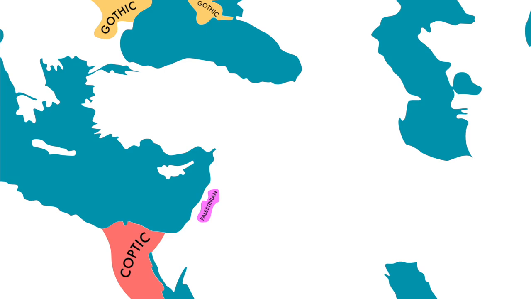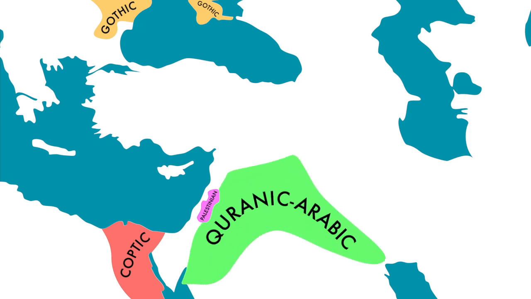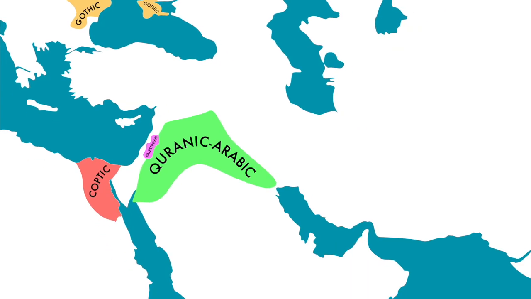We know of many missionaries like Simeon the Stylite who went to the Arabs in order to preach the Bible. It seems logical that just like the missionaries to the Copts, the Palestinians and the Goths, these missionaries to the Arabs would also have developed a script that would help them spread the Bible.